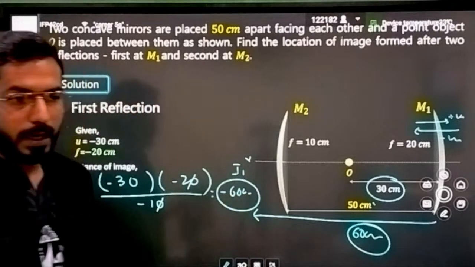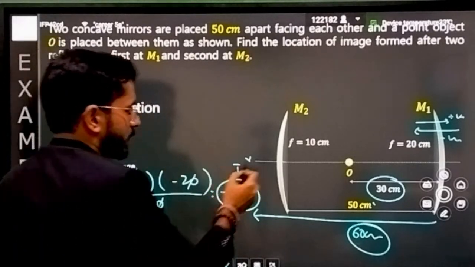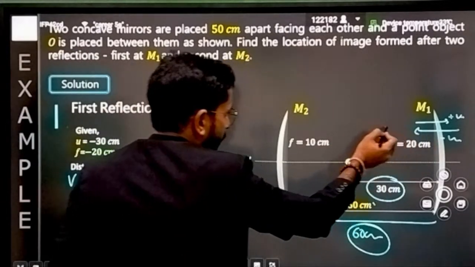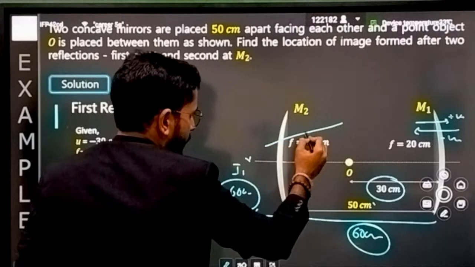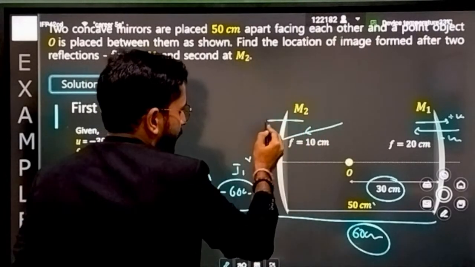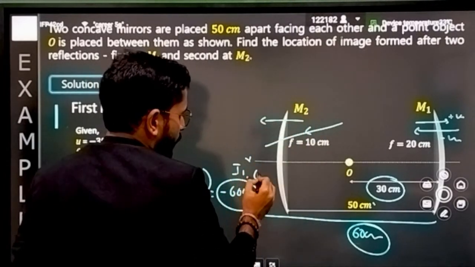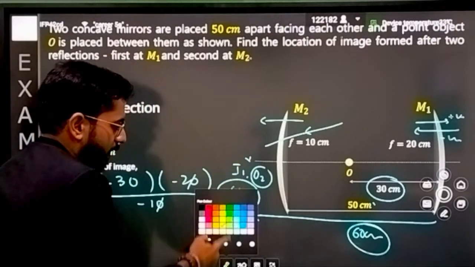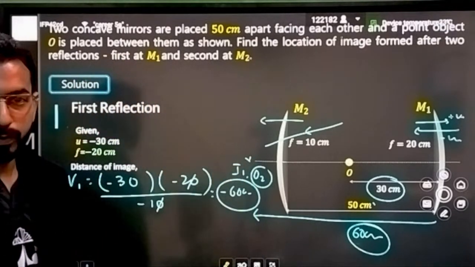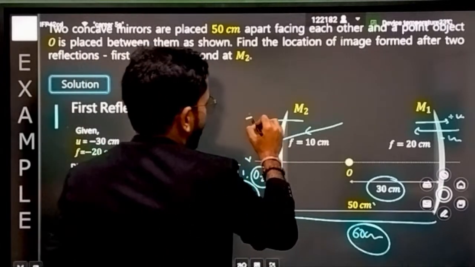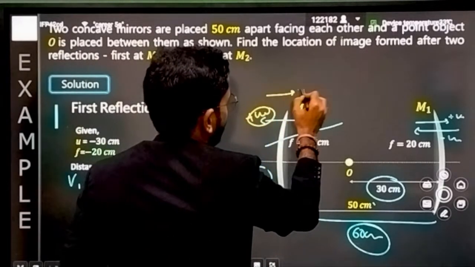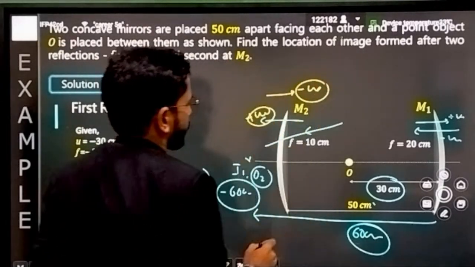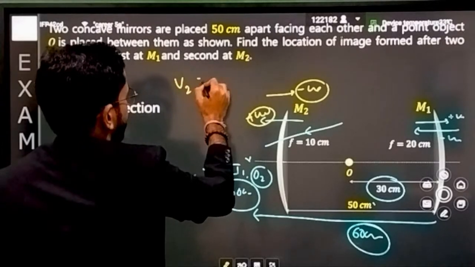Now the reflection will occur from mirror 2. When the image forms, after reflection the rays will be coming somewhat like this, correct? Now this image is going to behave like an object for mirror 2. This is the concept: the image from mirror 1 will now behave like an object for mirror 2. So this direction will be positive, and this direction will be negative. Now find the final position of the image.